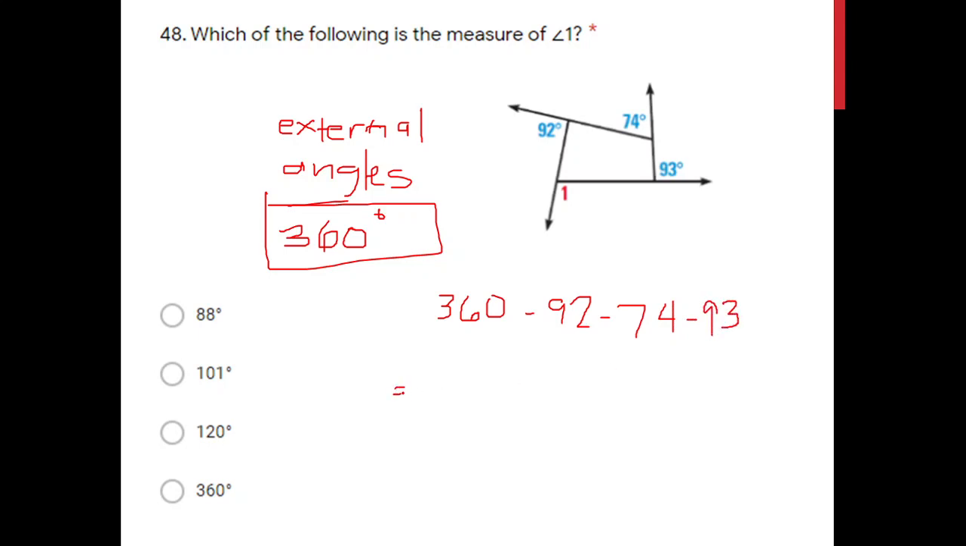So let's see. I'll use my calculator. So that would be 360 minus 92 minus 74 minus 93. So you have 101 degrees, which is this one. Okay, so remember this one. External angles add up to 360 degrees.